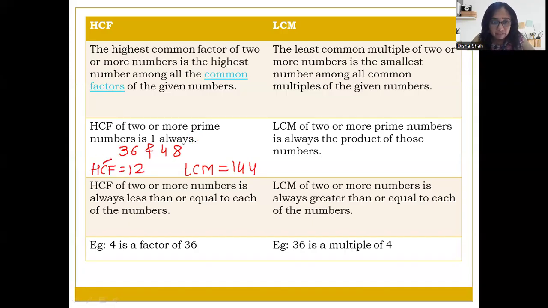Once again, HCF is always the factor of LCM, and LCM is always the multiple of HCF. Very, very important. Please write this in your book that HCF is a factor of LCM and LCM is a multiple of HCF.